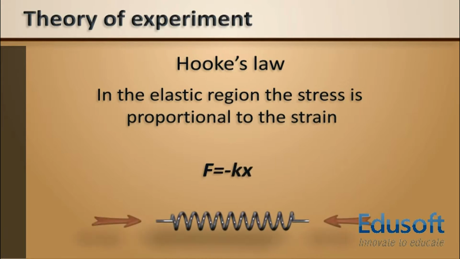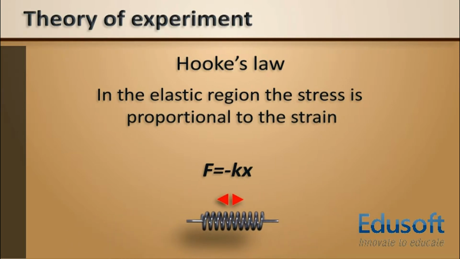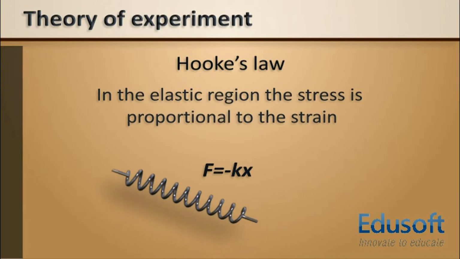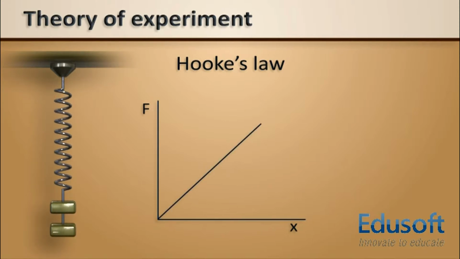The negative sign indicates that the restoring force of the spring is always in the opposite direction to the displacement. The value of k depends not only on the kind of elastic material under consideration but also on its dimensions and shape. If a graph is drawn after the initial loading, where some force is required to separate the turns of the spring which are pressed against each other, a straight line is obtained of extension against load.